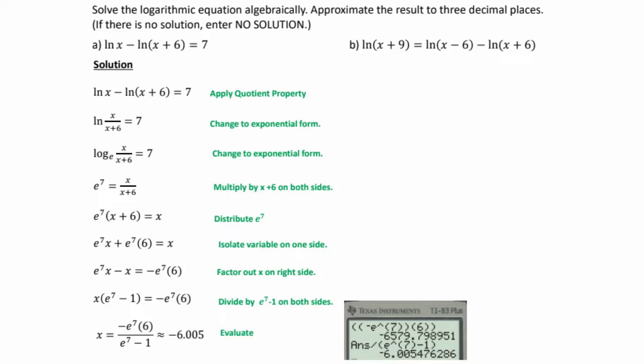Now I can just go ahead and plug that into my calculator. And again, I have a little snapshot of the TI answer. Our problem set us to round our answer to 3 decimal places, so our answer would be negative 6.005.